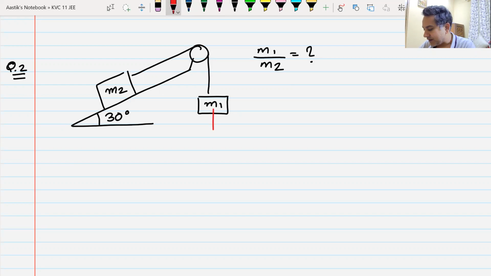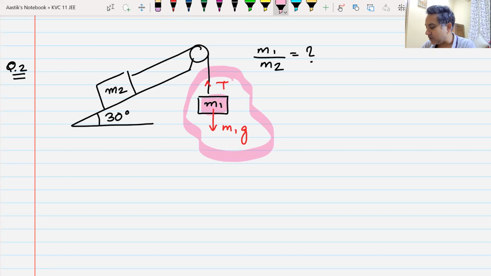So you draw the free body diagram. M1G, T. This is the free body diagram of this pink block. Now this block is in equilibrium. This is the y-axis, this is the x-axis. There is no force along the x-axis. So the equation that you can make for this block is T equals M1G. Everyone understands this? Now we move on to the second block.